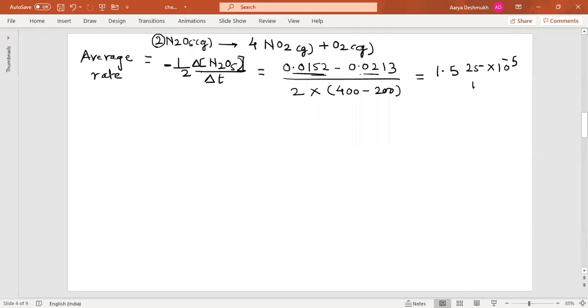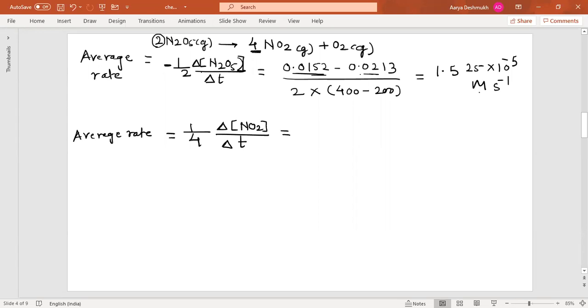This is a very simple calculation. You can do it on your own also. This is moles per second. This is molarity per second, or moles per dm³ per second, you can write. Now, average rate, this is also equal to, so how many moles of NO2 are formed here? There are 4 moles. So we'll go to the product side now: 1 by 4 change in the concentration of NO2 divided by change in the time.